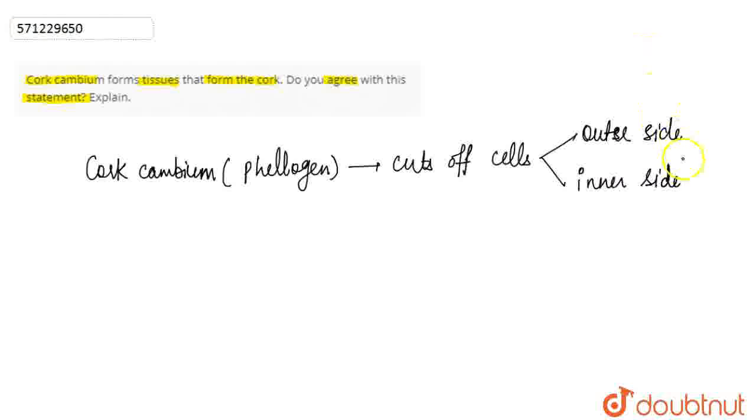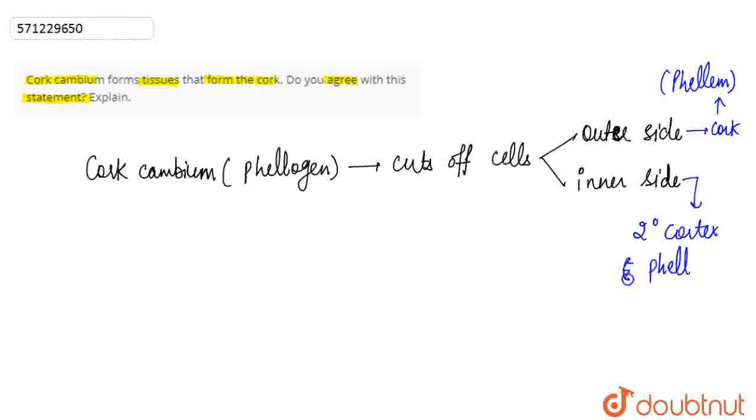So the cells that are cut off on the outer side basically form the cork, which is also known as the phellem. Further, the cells that are cut off on the inner side basically form the secondary cortex, which is also known as the phelloderm.